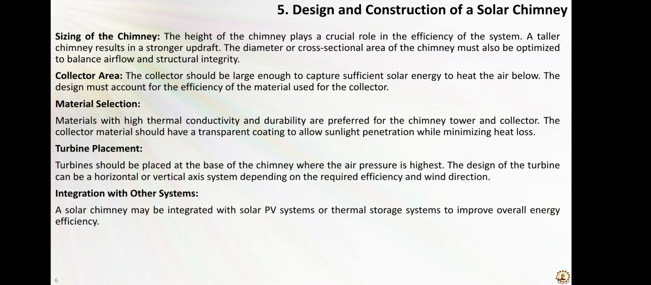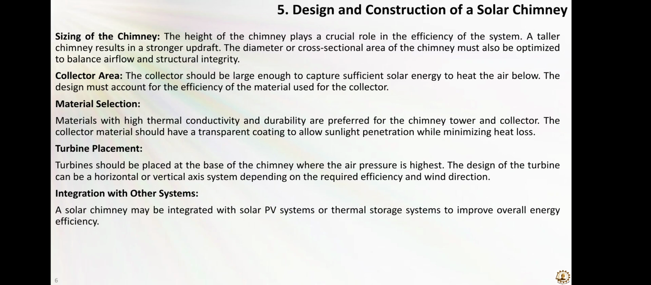Now, what about the design? As a civil engineer we need to focus on the construction steps involved for a solar chimney, or the design considerations, that means the parameters we should consider for the design of the solar chimney. The first thing we require is the size of the chimney. The height of the chimney plays a crucial role in the efficiency of the system, as all the air will move through this chimney. If the chimney is taller, it will create a more intense updraft, and if the updraft is more intense, it will create more electricity. That means the rotation of the turbine will be more. The diameter and cross-section area of the chimney must also be optimized to balance the airflow and structural integrity. So in summary, a taller solar chimney tower will produce more electricity.